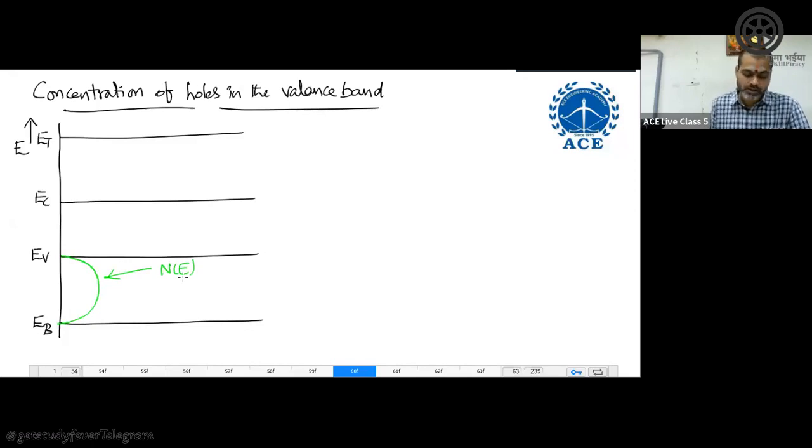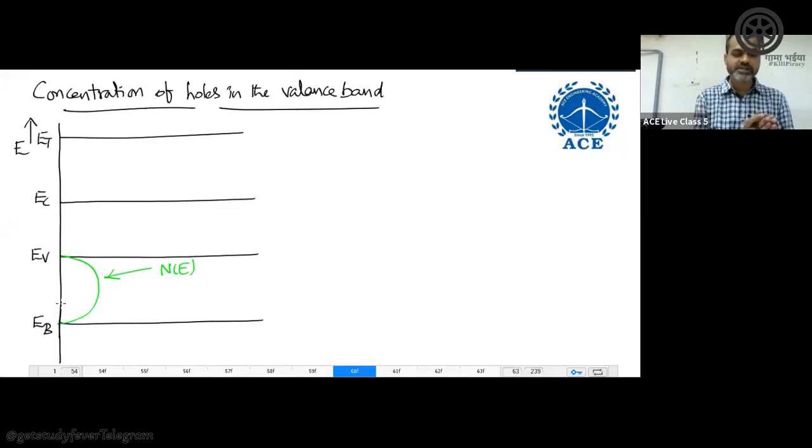Now, what we are going to find out here is the concentration of holes. A hole is nothing but the absence of an electron, or I can say an unoccupied state in the valence band. Am I correct? Now, a similar type of procedure we are going to follow as what we have done, but what could be the difference? You must understand here.